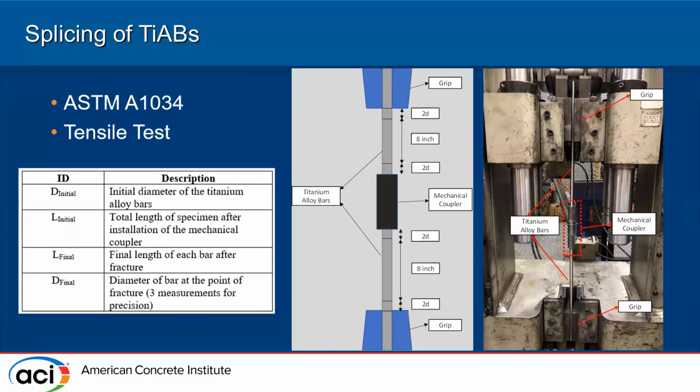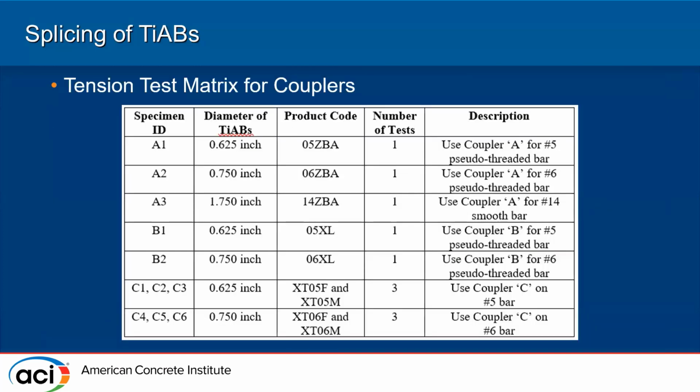So for the experimental part, this is basically the ASTM A1034. This is the typical tensile test setup for the bars. And then the testing matrix: we basically considered mostly number 5 and number 6 bars to make up our specimens. And then we just used one number 14 bar to see if it breaks or not. But mostly, number 5 and number 6 rebars were used.